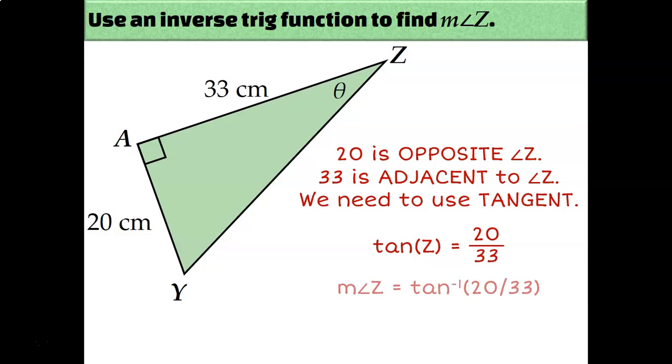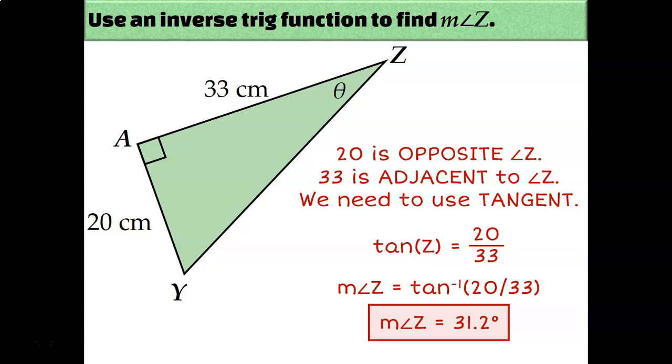Take the inverse tangent of both sides, and we find out that the measure of angle Z is equal to the inverse tangent of 20 over 33. And your calculator will tell you that that answer is about 31.2 degrees.